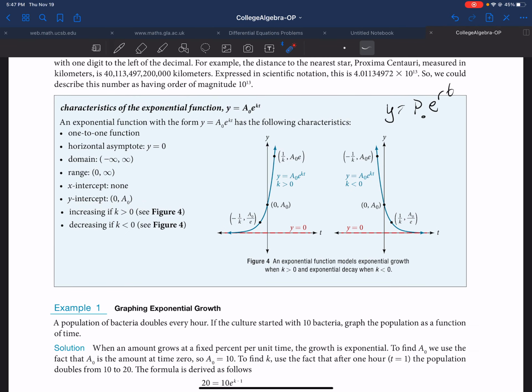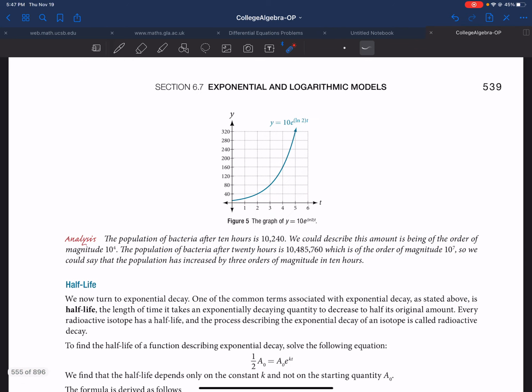And then if k is bigger than 0, you're going to get this growth look. And if k is negative, meaning less than 0, it's decay. So it will decay down.